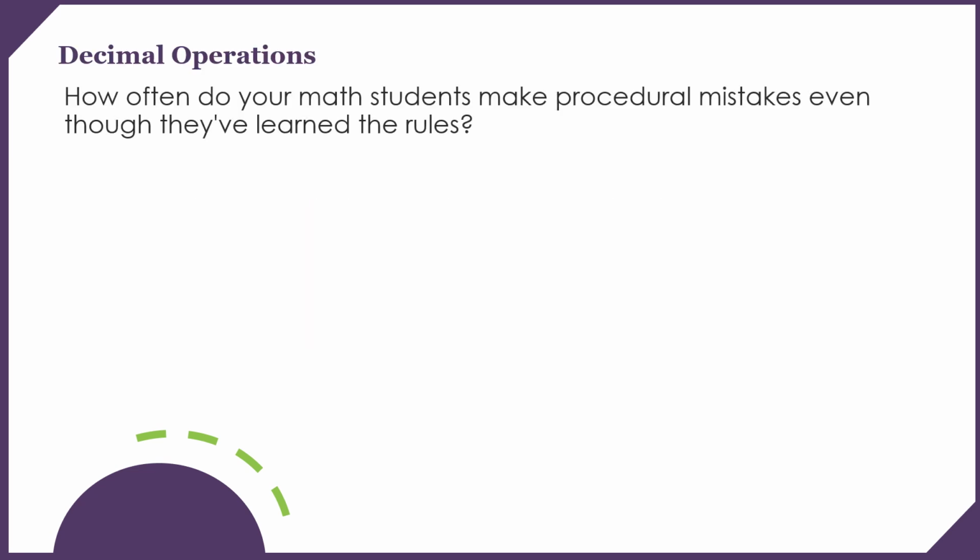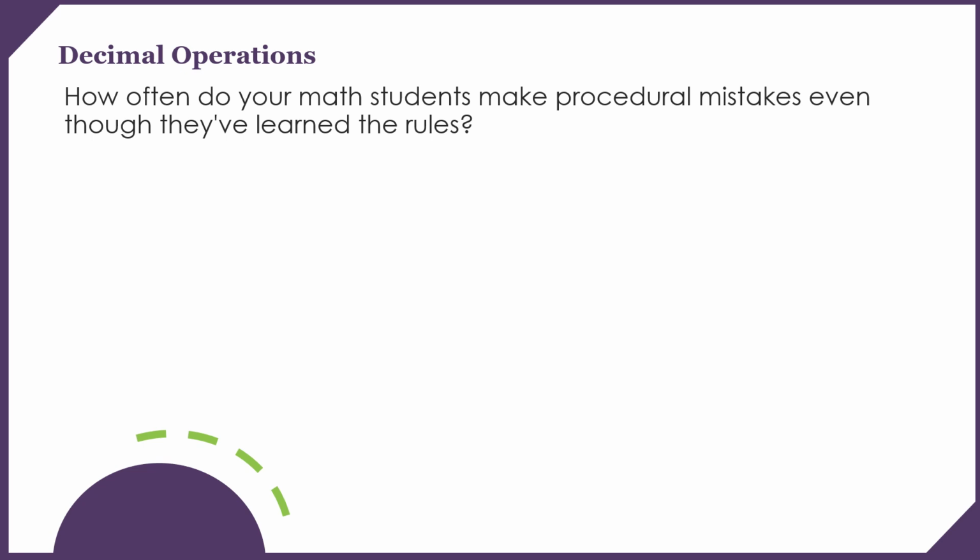So how often have you found that your middle school math students or your upper elementary math students make procedural mistakes and errors even though they have learned the rules? Or maybe they've even learned some little tricks to help them remember the rules, but they make mistakes because they mix them up. I taught decimal operations for more than 20 years, and I've seen over and over students who know how to add and multiply decimals, but then follow the wrong rule for the operation that they're completing.